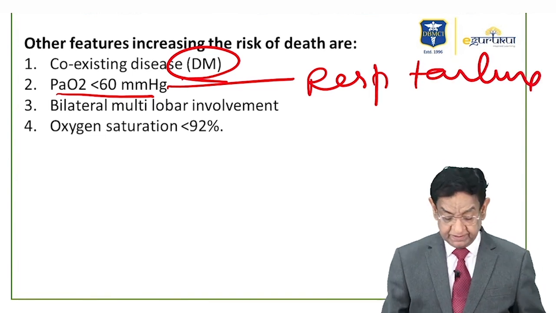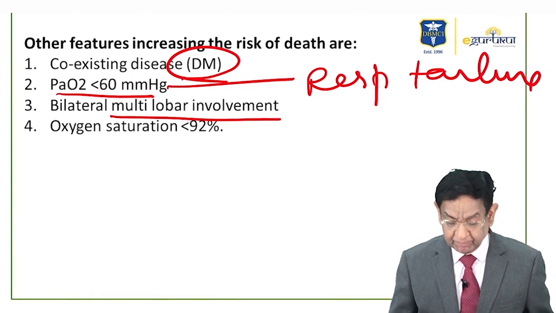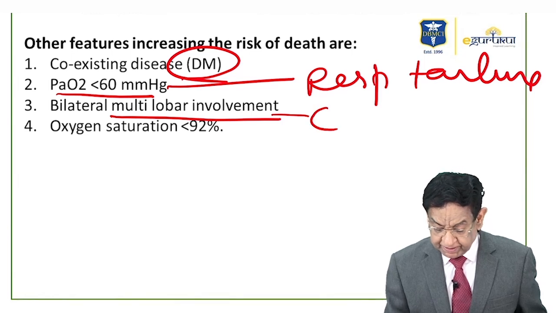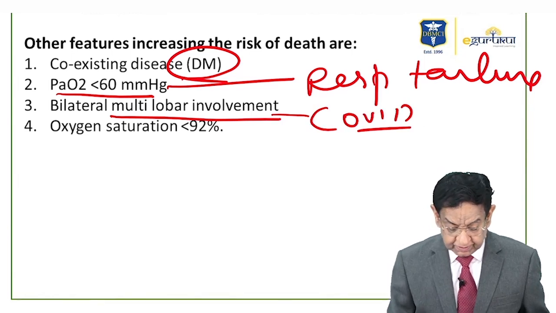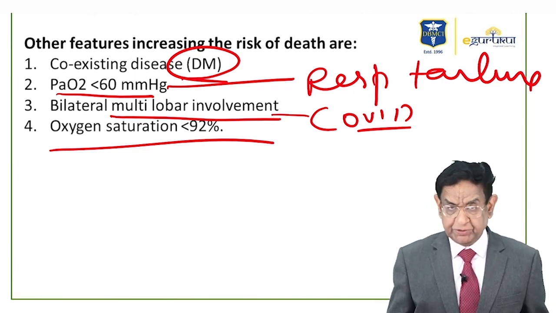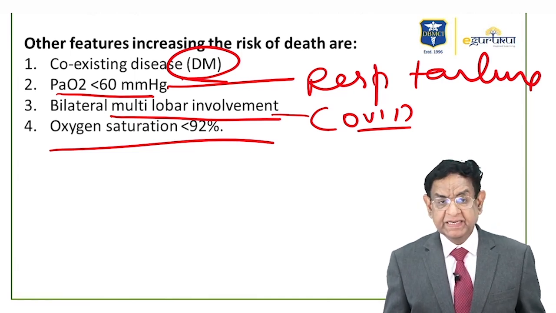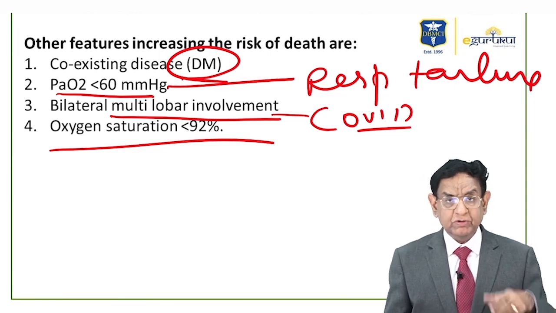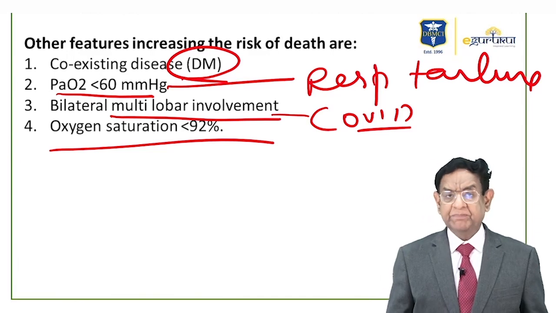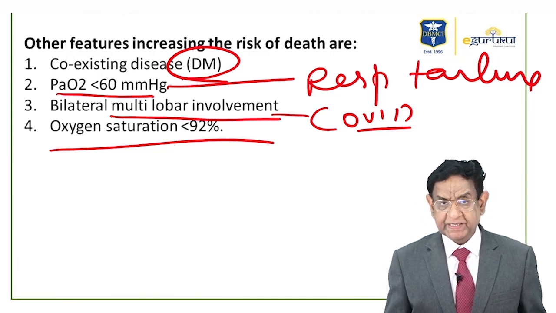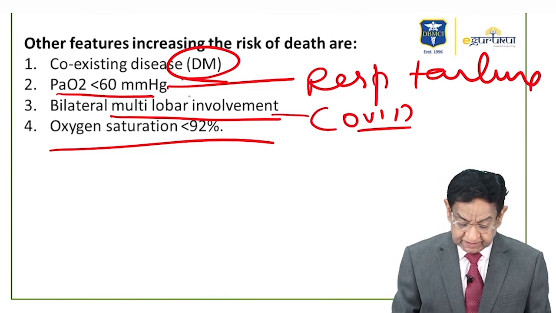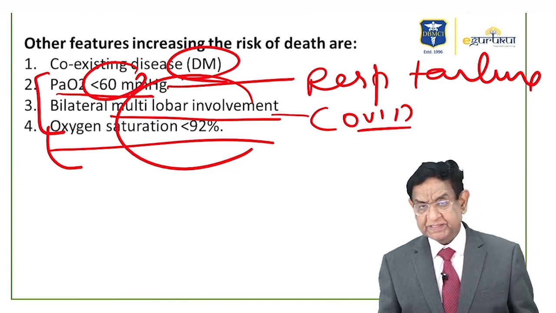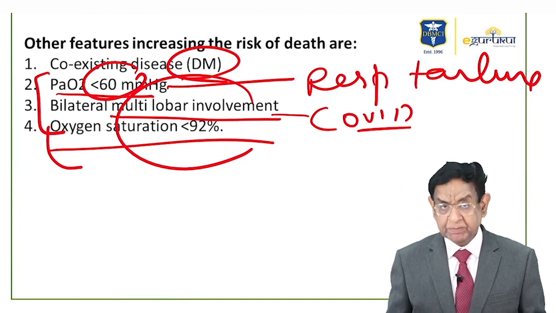Again, a dangerous sign. Bilateral multilobar involvement, again a bad sign, and this is especially common in a patient of COVID. And oxygen saturation less than 92%. All these are additional factors which are really bad signs, and if they are there, although they are not part of the CURB-65 score, they really give additional value that the patient should be taken into hospital. Such patients, especially these three, should not be treated on an OPD basis. They should be hospitalized, because in such cases mortality is very high.